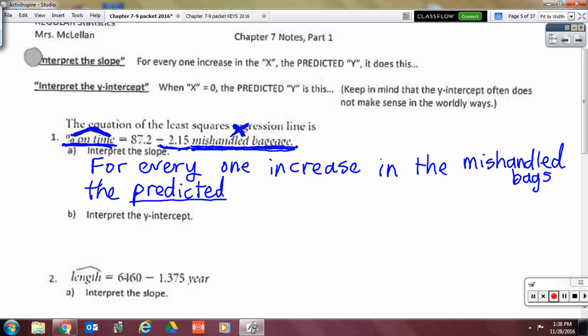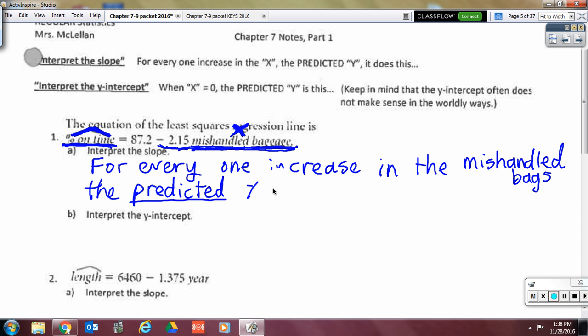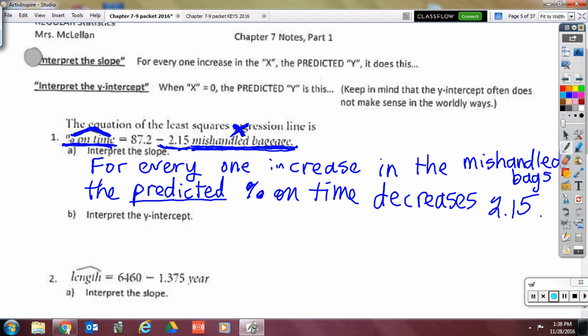The predicted percent of planes that are on time, because I'm just making it up that it's planes, the predicted percent on time, and because it's negative, it is decreasing 2.15 whatever units it is. So that slope is negative 2.15. That might help you. It should be similar to that. It's not word for word exactly that. You could put goes down 2.15 instead of decreases. Okay, so here comes the song that goes with that.